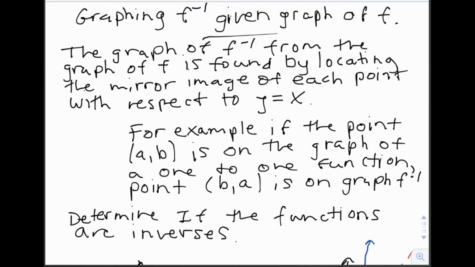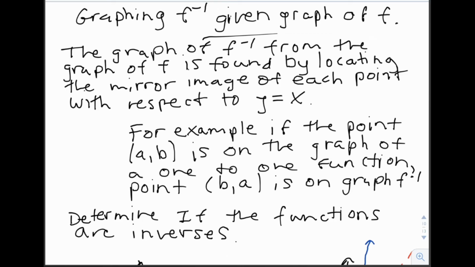Next, we will look at graphing f inverse given the graph of f. The graph of f inverse from the graph of f is found by locating the mirror image of each point with respect to y equals x. Say, for example, the point (a, b) is on the graph of a one-to-one function, then the point (b, a) is on the graph of f inverse. Again, our x and y values were just interchanged, and that is going to be our graph of f inverse.